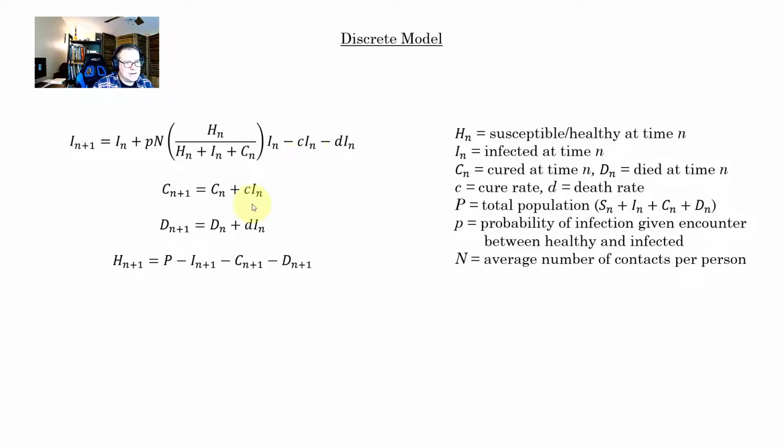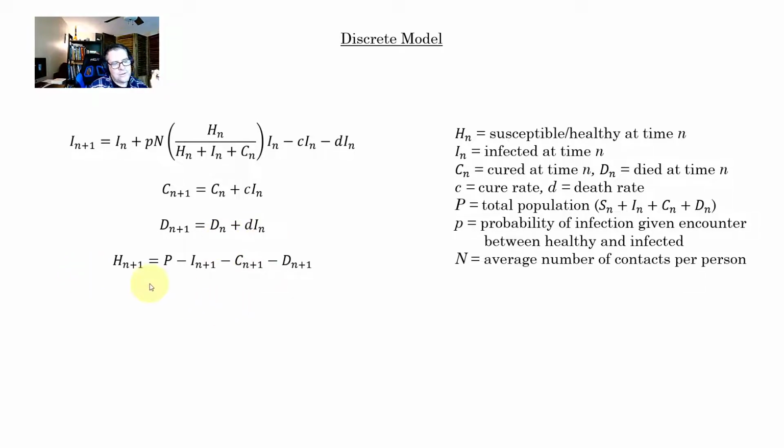What's being subtracted here is just being added here, and the number of people that have died at time n plus 1 is just based on how many people have already died plus some fraction of the number of people that are infected in the previous time step. The number that have died and that are counted in the next time step is how many had already died plus some fraction of the number of people that were infected.